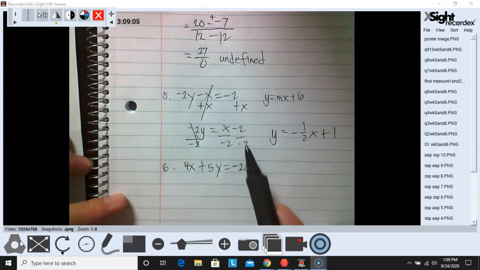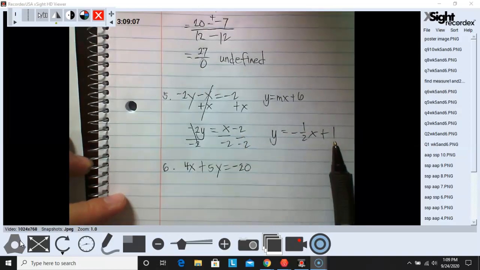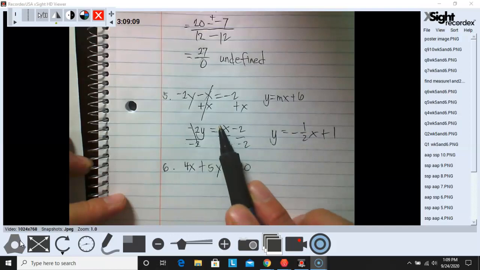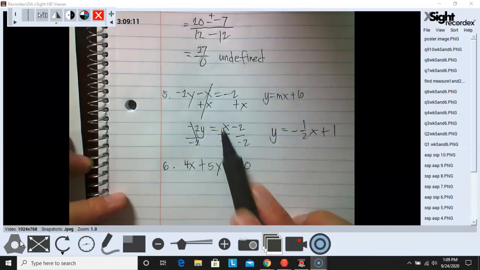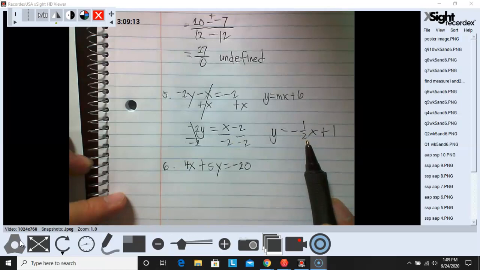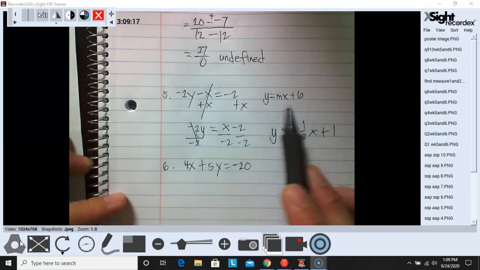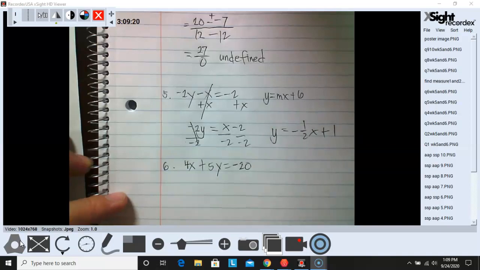Alright, so negative 2 divided by negative 2, that's positive 1. So here, there's a 1 here, remember? Our coefficient, that's negative 1/2. And that satisfies this form. Y is equal to mx plus b.